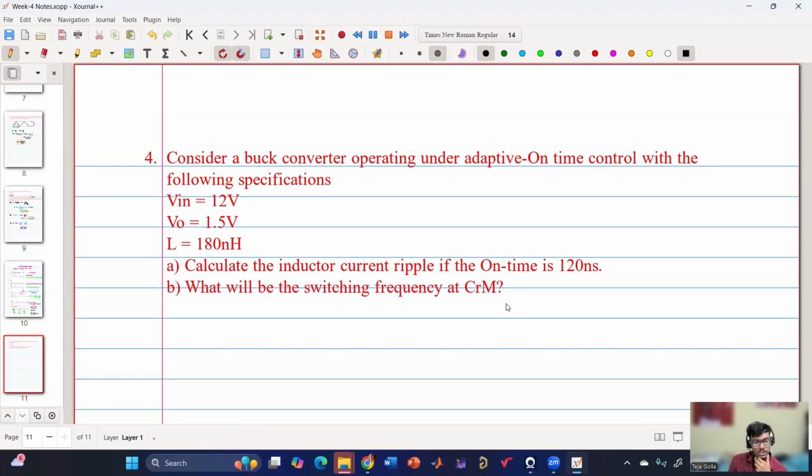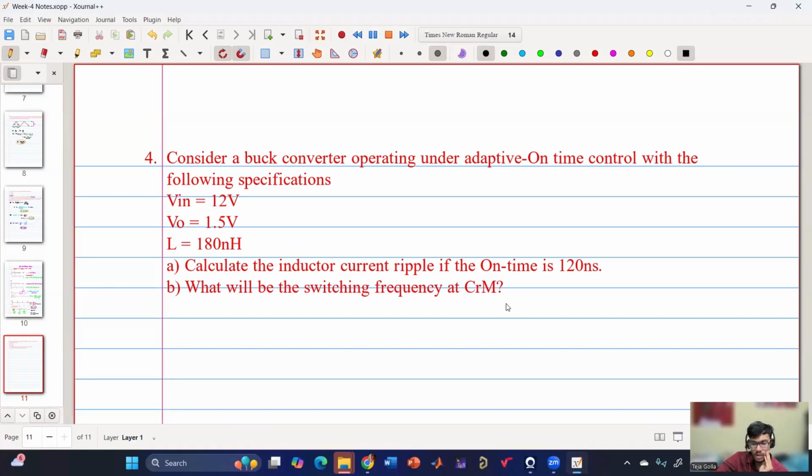So the question is: consider a buck converter operating under adaptive on-time control with the following specifications, and calculate the inductor current ripple if the on-time is 120 nanosecond. And what will be the switching frequency at CRM operation? So what will be the inductor current ripple? How to calculate?